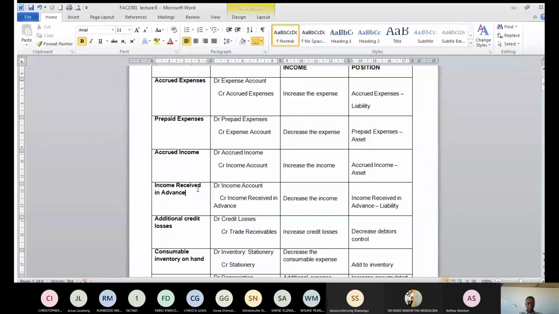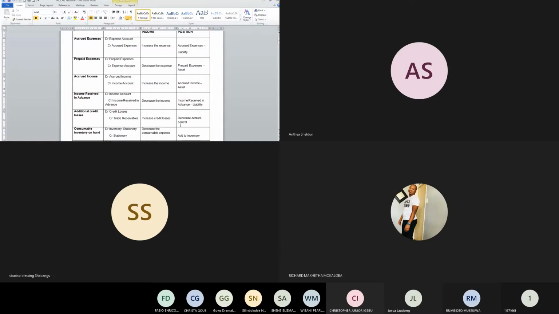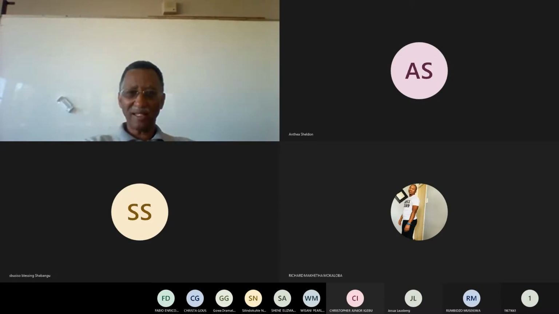Our next adjustment that we deal with is called income received in advance. Now, when we talk about income received in advance, we say that it would be where we are receiving money in this year. We receive the money this year, but it is actually the following year's income.